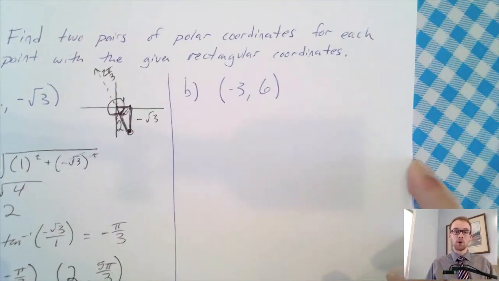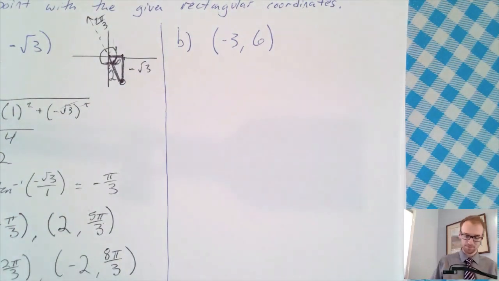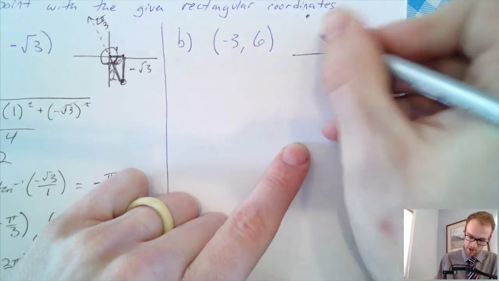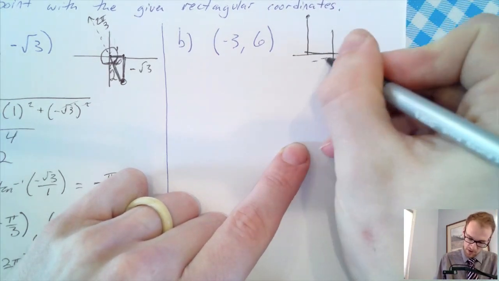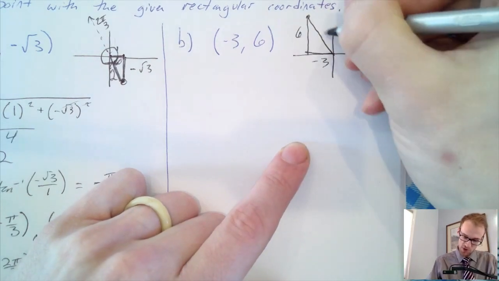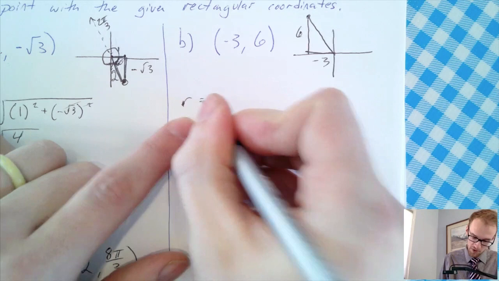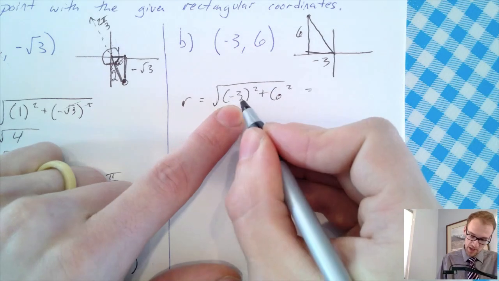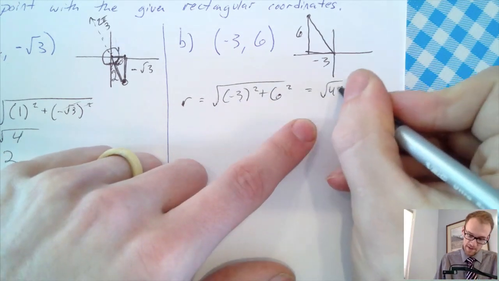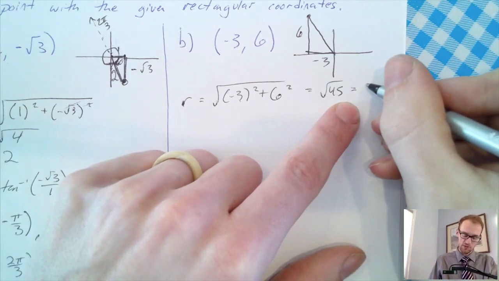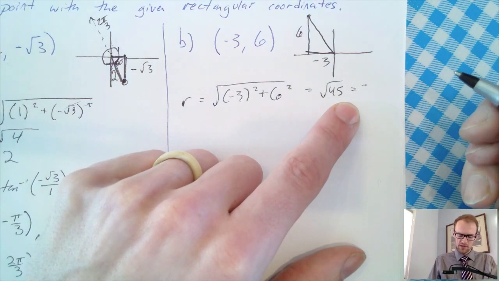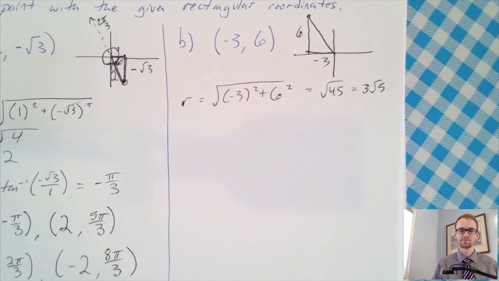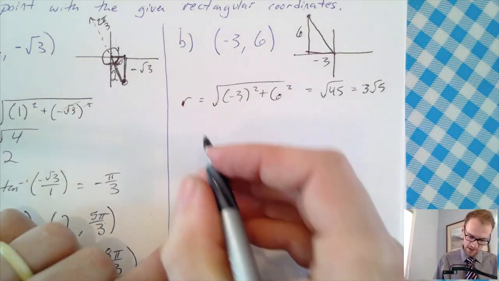Let's move on. Part B, negative 3, 6. Let's graph that real quick so we know what we're doing. Negative 3, 6, we're over here, and there's our triangle. And we want to know r. Well, we find r with the good old Pythagorean theorem. Negative 3 squared plus 6 squared is 9 plus 36, square root 45, which I can turn into 3 root 5, since that's 9 times 5. There's my radius.